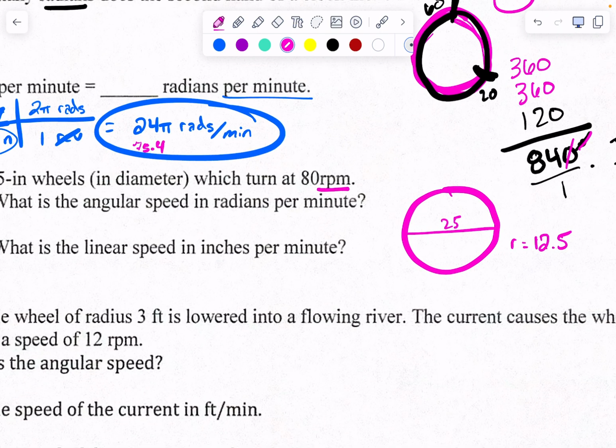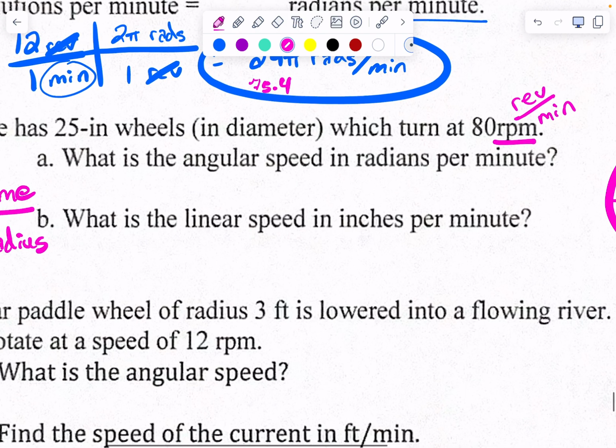What does RPM mean? Revs per minute, revolutions per minute, okay? That's not the same thing as radians per minute. So all we have to do for angular speed is take 80 revs per minute, do the train track things, railroad tracks, whatever, and minutes gets to stay, but we need to convert revs to radians.